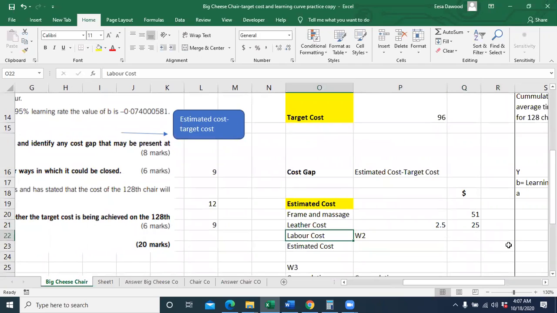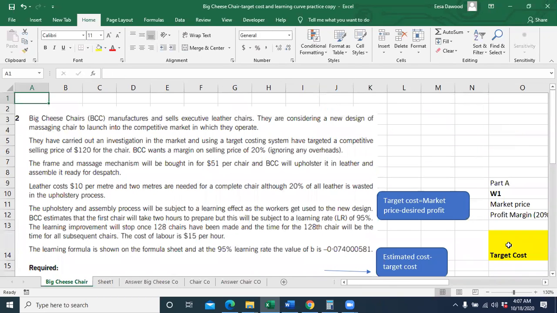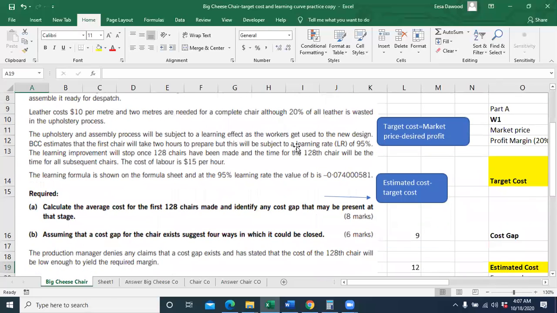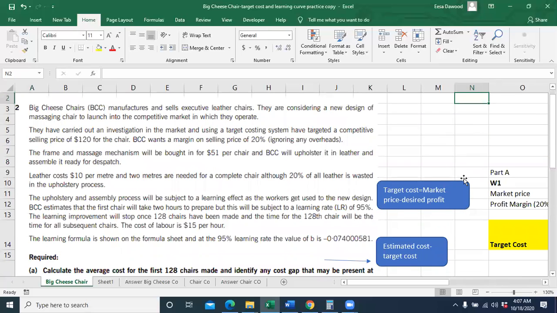Okay, now next, there's no other cost except the labor. Leather cost was done, and now the upholstery and assembly process will be subject to a learning effect as the labor gets used to the new design. Since it's a new design, new product, okay, and in target costing as well, how to calculate, that you could discuss in section B here, assuming that there was a cost gap. So just 4 ways how the cost gap could be covered here.